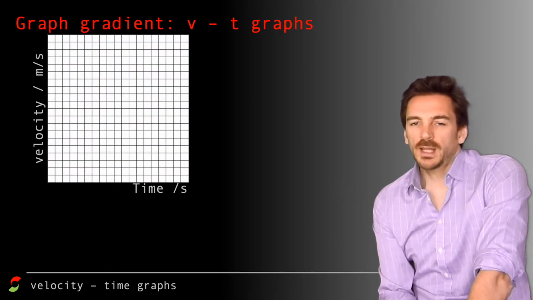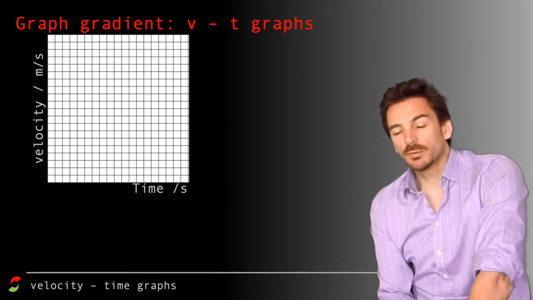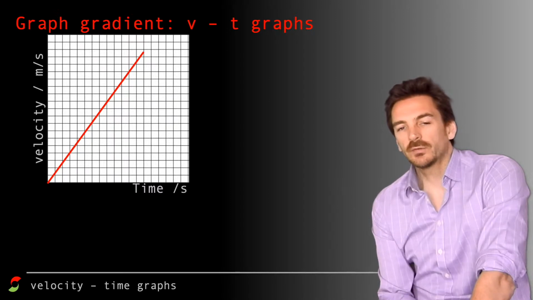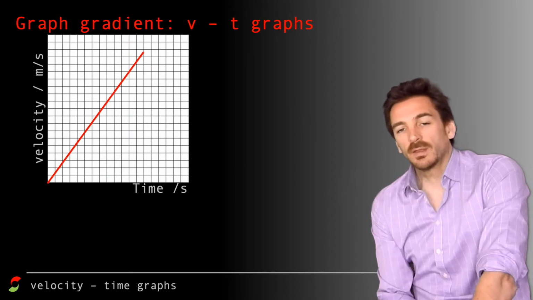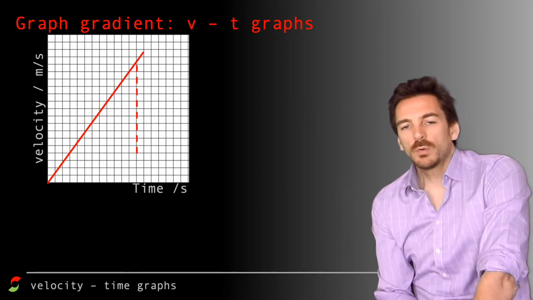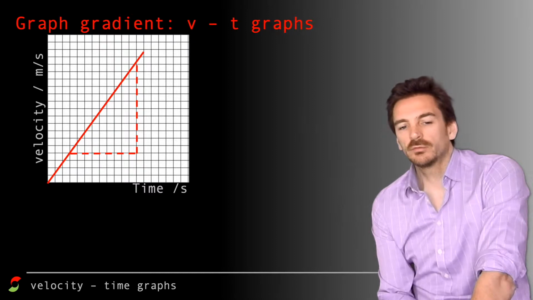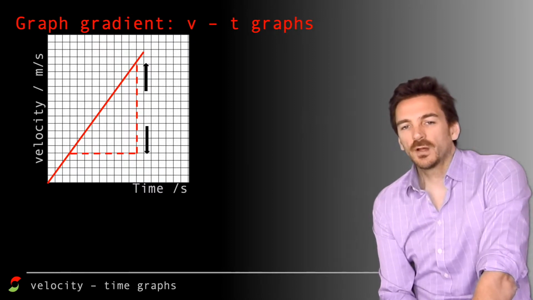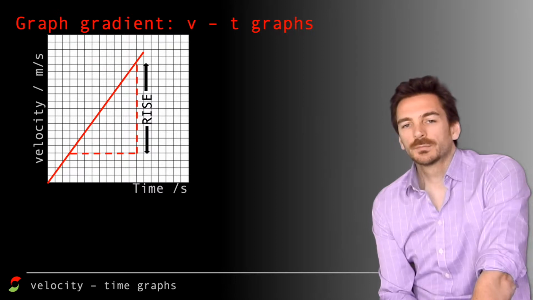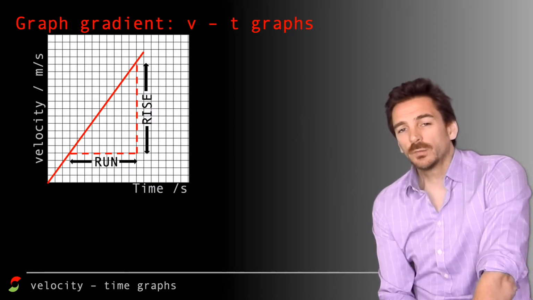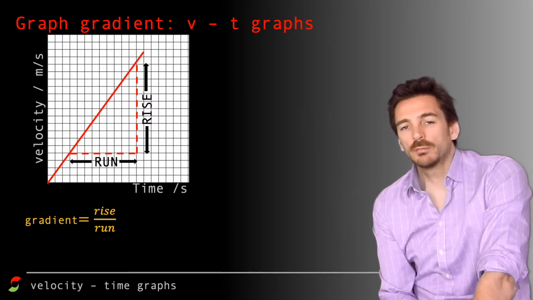So let's have a look at calculating gradient, which is a really important skill in physics. If we look at a simple velocity time graph for an object, let's have a look at calculating the acceleration and see what we get from that. When we're calculating acceleration, we always mark out a triangle. Always do this and try to make that triangle as big as possible to reduce uncertainties. We're going to identify the vertical rise and the horizontal run of that triangle. The information we need to know is that gradient is rise divided by run.